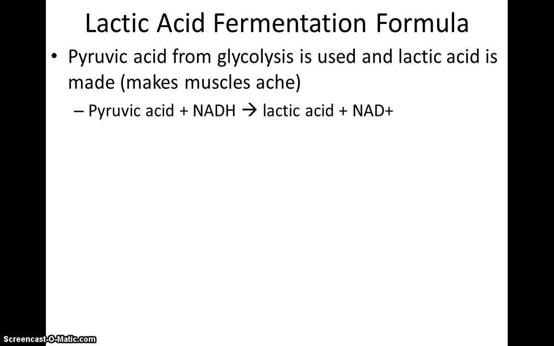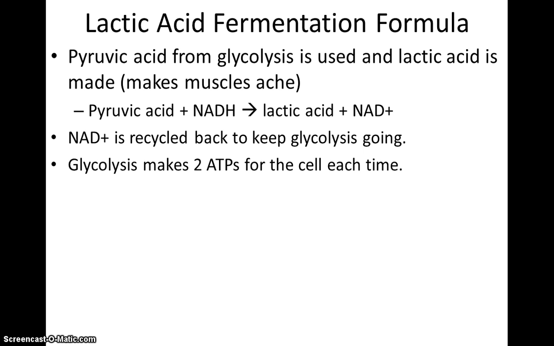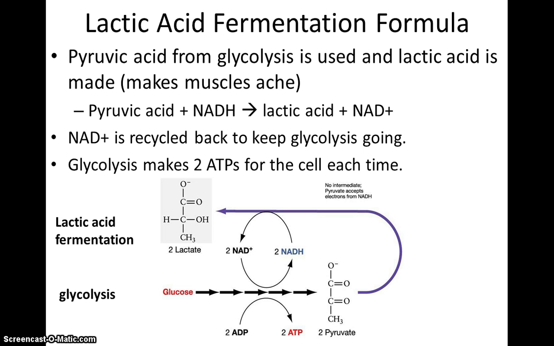So our formula here is pyruvic acid plus NADH, which is made during glycolysis, creates lactic acid and NAD+. The NAD+ will be recycled back. It's going to keep glycolysis going, and it'll make two ATPs each time that it goes through it. So we can see this is a loop.